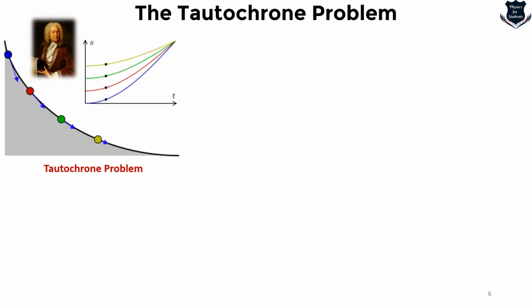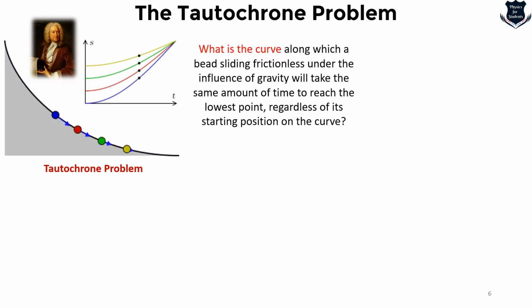First, let us understand the etymological meaning of this word Tautochrone. Here you see that these are the beads which are sliding down. So the question is: what is the curve along which a bead sliding frictionless under the influence of gravity will take the same amount of time to reach the lowest point regardless of the starting position on the curve? It can start right at the top, at the middle, at the end, it doesn't matter. But what is the curve? What would be the shape along which the bead will slide?